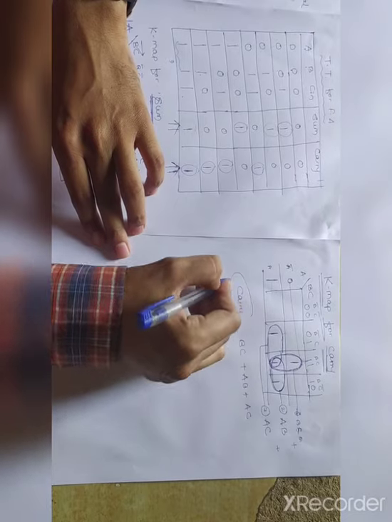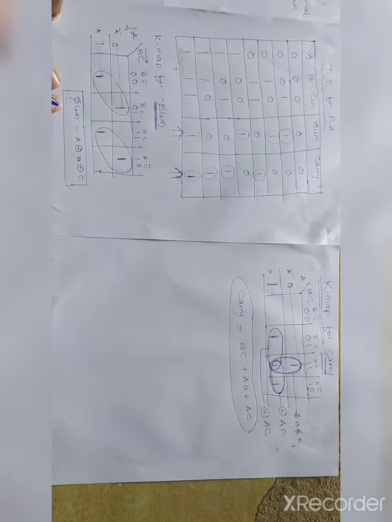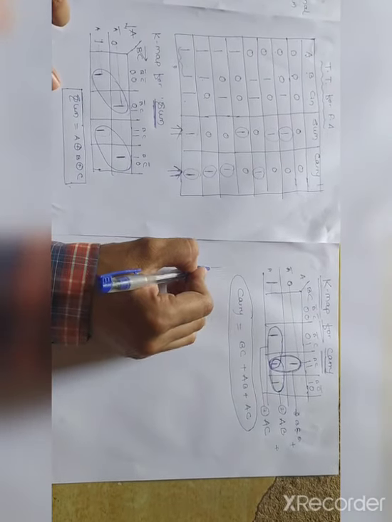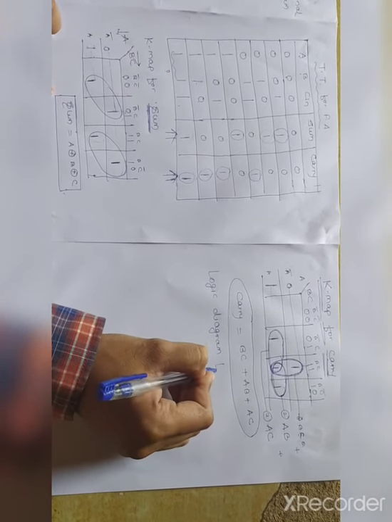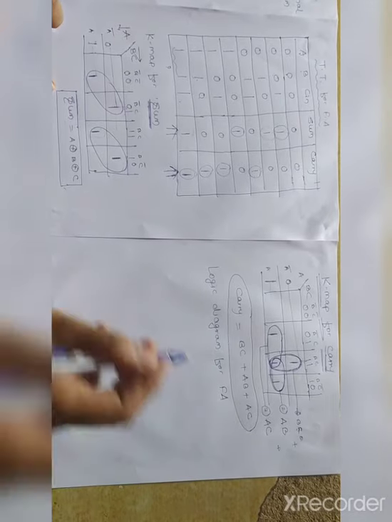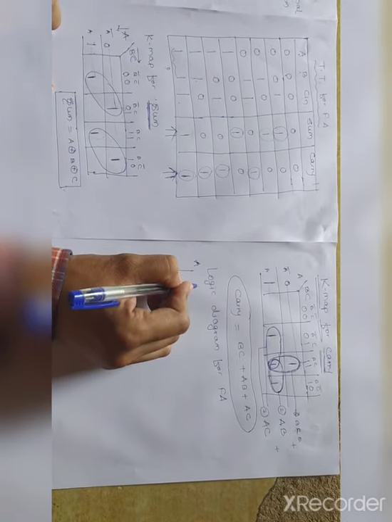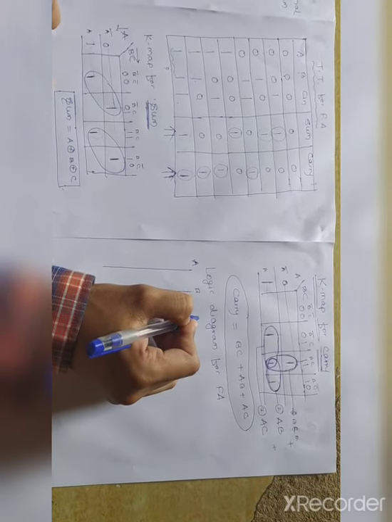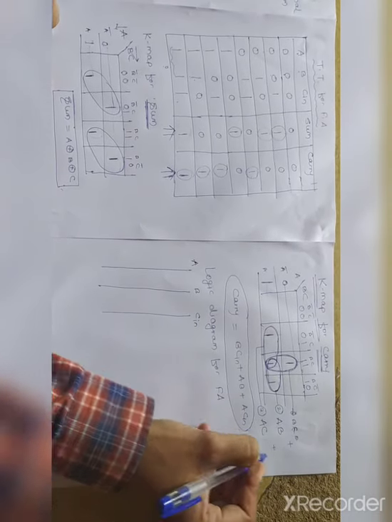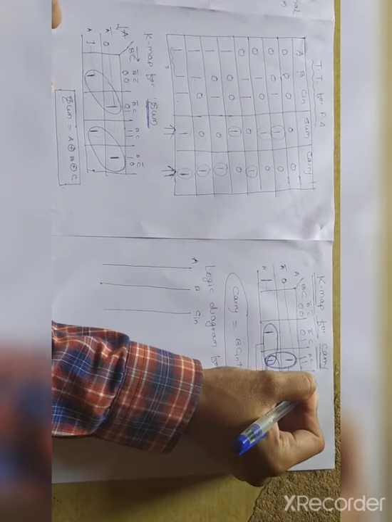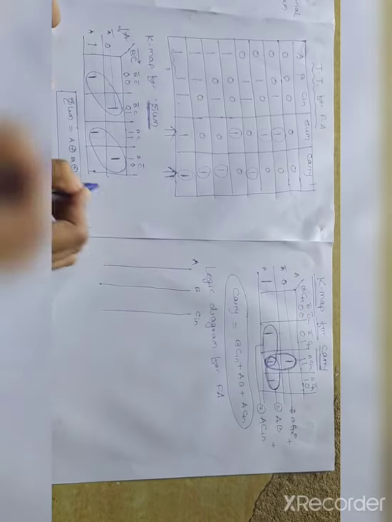Now this is your expression for the carry. This one is your expression for the sum. Now you have to draw the logical diagram for the full adder. Here the inputs are A, B and C. This is my line for A input. This one is for B input. Now this one is my third input, C in. Okay. A, B, C in.